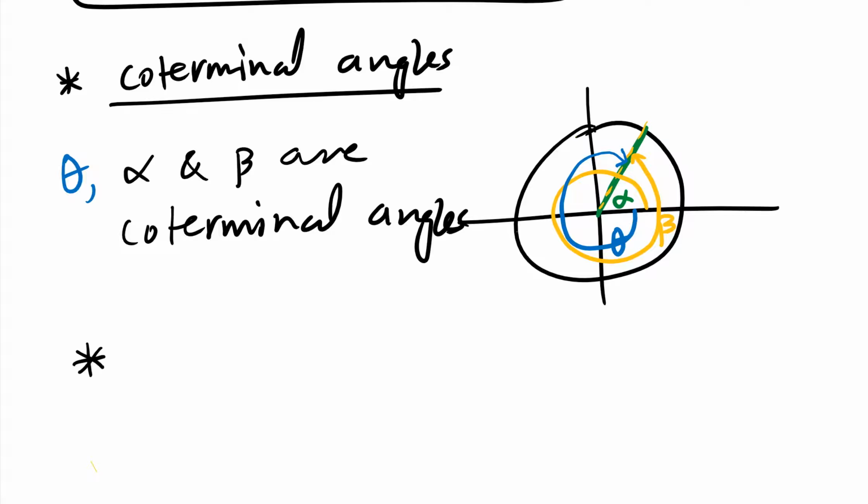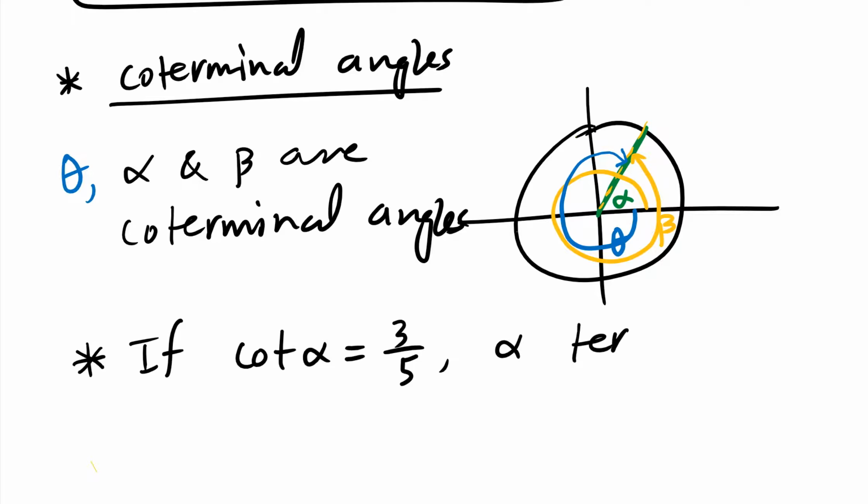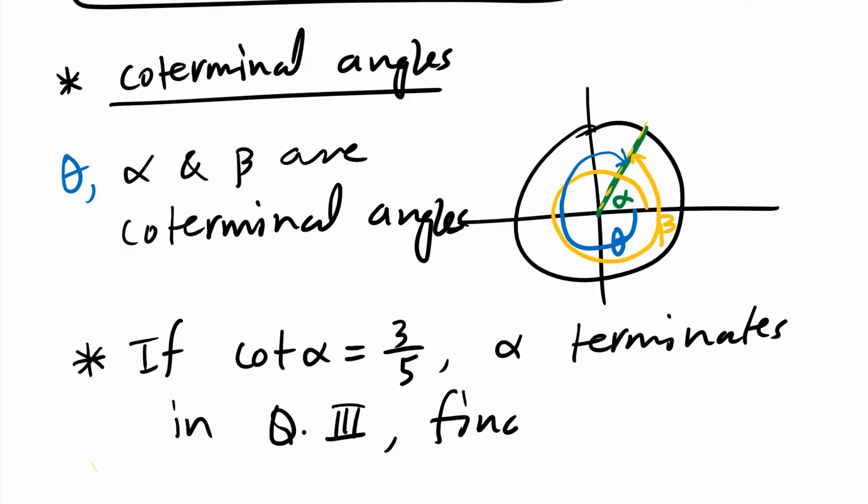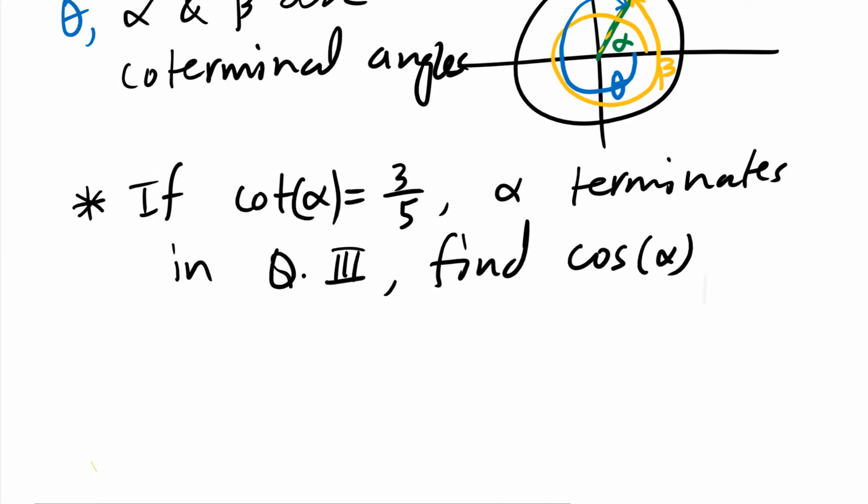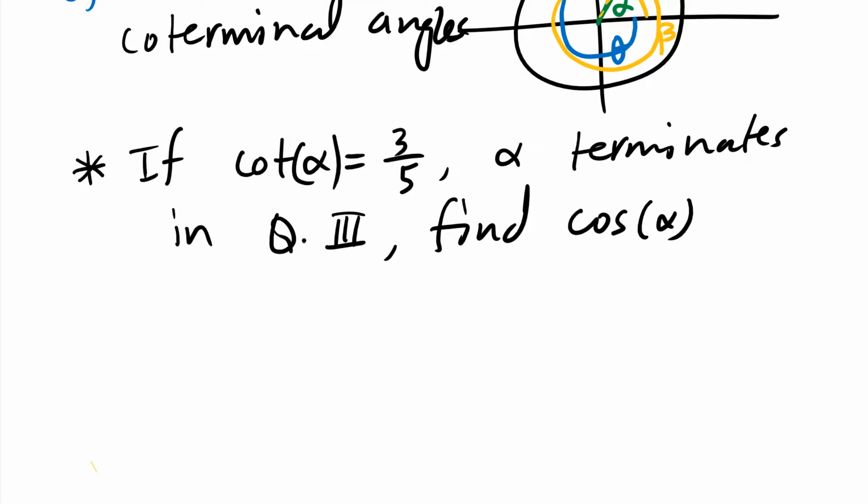Next thing, if they give us one of the trig functions, let's say cotan alpha is 3 over 5. And alpha terminates in quadrant 3. Find cosine alpha. So they give you one of the trig function values and they ask you to find the other one.